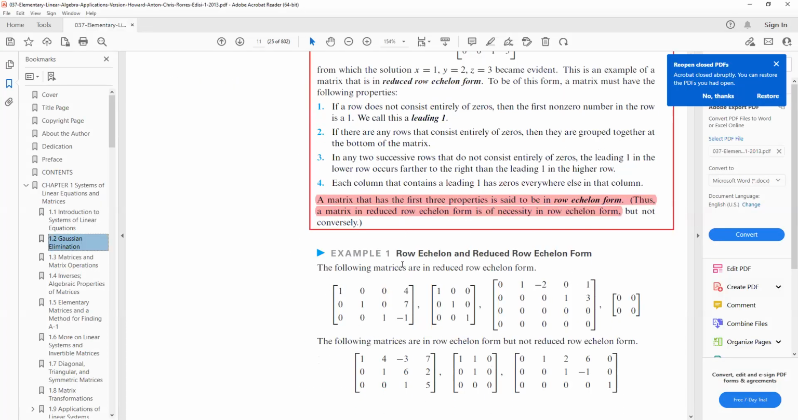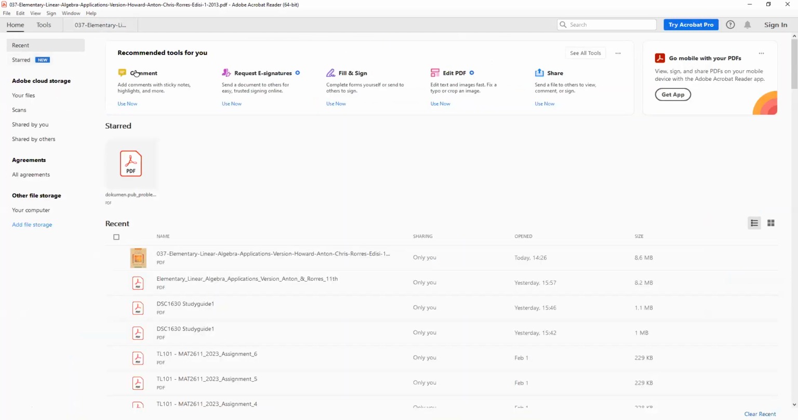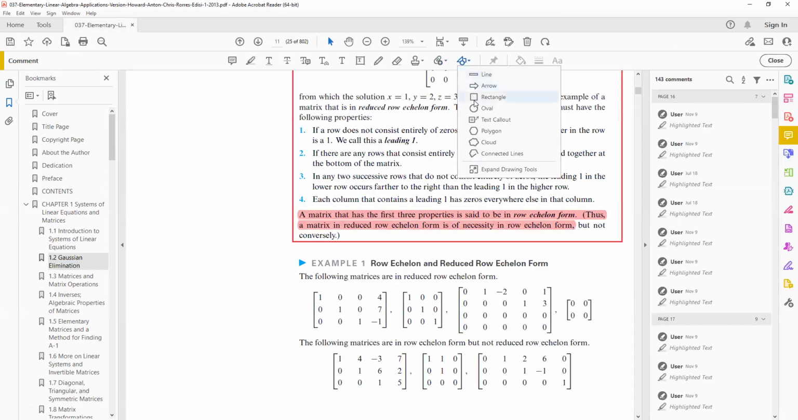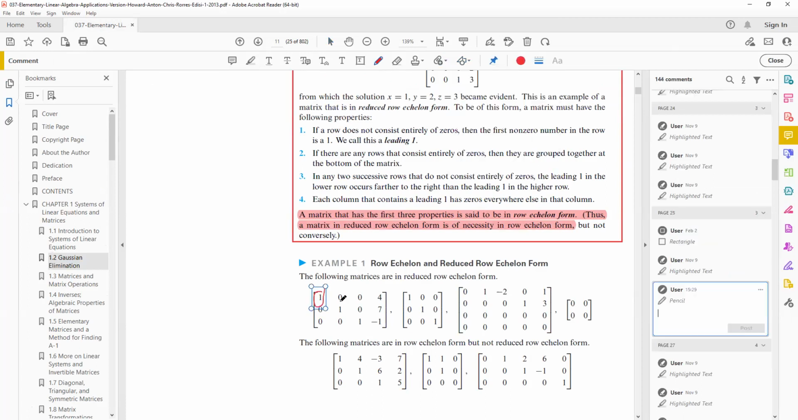Let me just show you the difference between a row echelon form and a reduced one. Can you see the screen? You see these ones, then? Let me check if I can comment here. Let me draw. Oh yeah, I can. You see these leading ones? Can you see them? These are the leading ones. Imagine this being an augmented matrix.